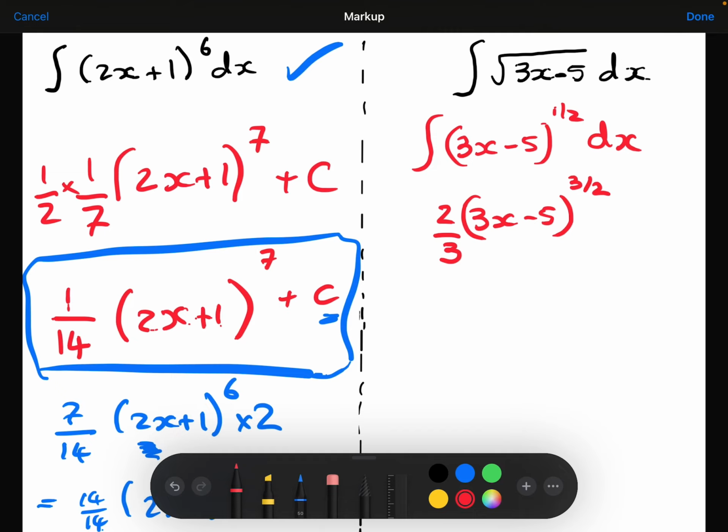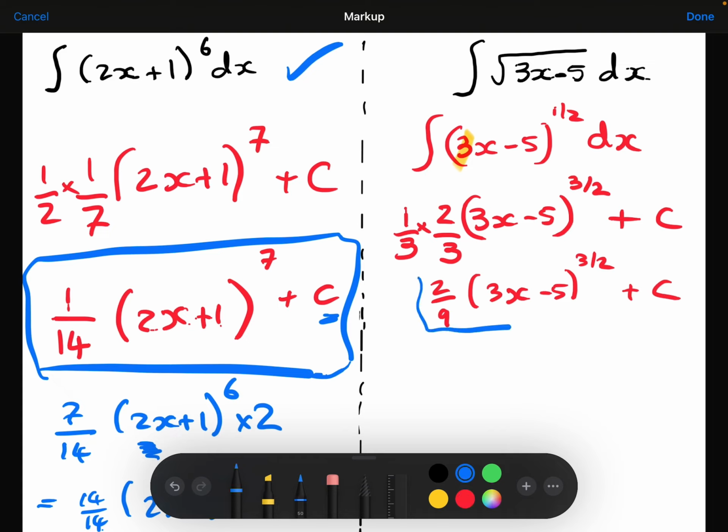Then, by the reverse chain rule, I also need to divide by the 3 from the inside. Dividing by 3 is the same thing as timesing by 1/3. Don't forget your constant of integration. And now we can simplify that. The 1/3 times 2/3 is going to be 2/9. And I think that's probably how I'll leave that answer. So I think that's my answer.